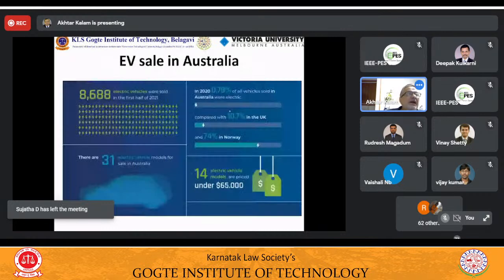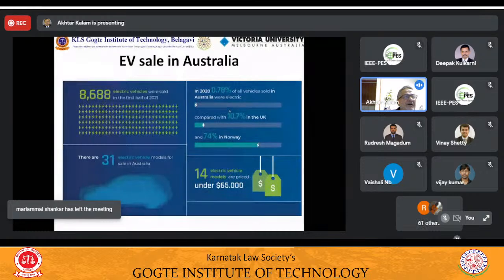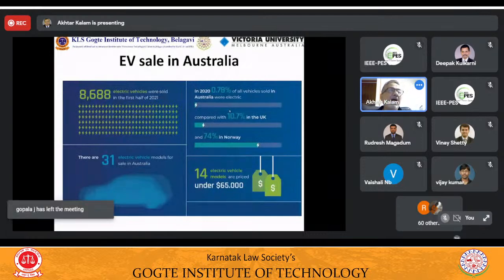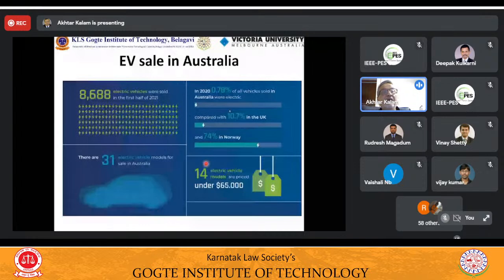Now, I went through the market when I was asked to give this presentation to find out how many electric vehicles were sold in 2021. In the first half of the year, we had about 8,700 electric vehicles which were sold. And out of that 8,700, there were 31 models. In 2020, 0.78% of all vehicles sold in Australia were electric. Now, if you compare that with the UK, can you see we are so much behind the Britishers? And look at how much behind we are with Norway. And the other thing is that out of these 31 vehicles, 14 electric vehicles are priced under $65,000. That's a very important figure that you should remember.